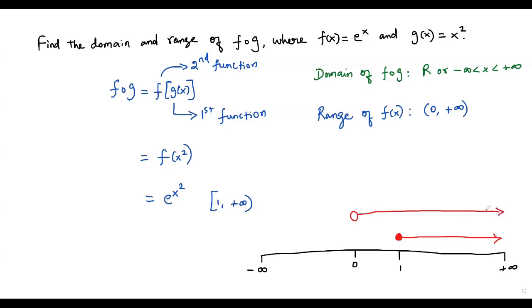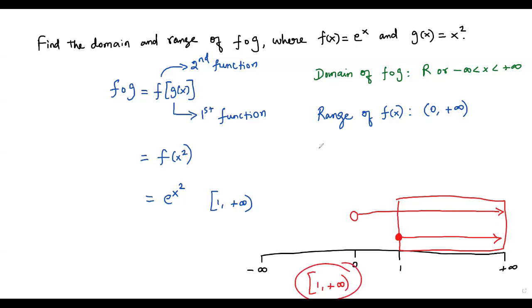Now I have to find the common region of these two graphs. The common region of these two graphs is clearly this part. The common region of these two graphs will give the range of the composite function f dot g. So the common region gives the interval 1 comma positive infinity. Therefore this is the range of the composite function f dot g.